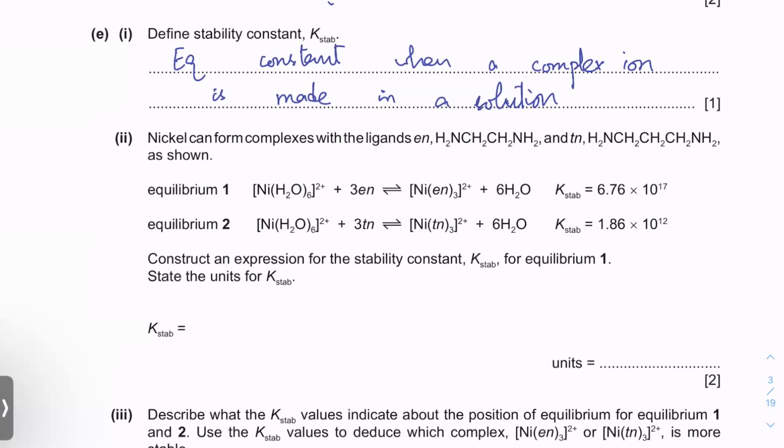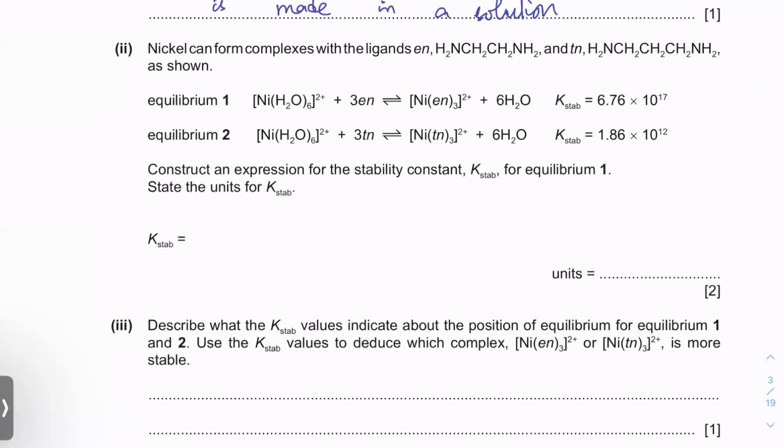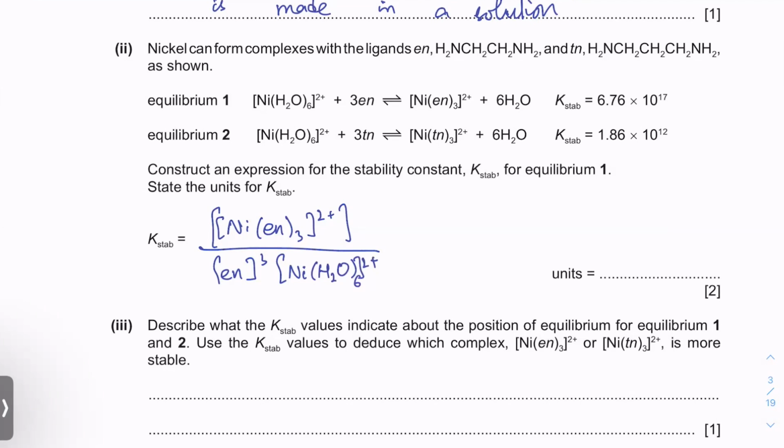Okay. This one, we have 2 equilibriums we want to figure out. Construct an expression for the stability constant K stab for equilibrium 1. Okay, so we have the nickel. So nickel with 3 En 2 plus, iski concentration divided by En concentration cubed and nickel with hexa aqua iski concentration. Okay, so this is a ligand exchange process and we have written this.